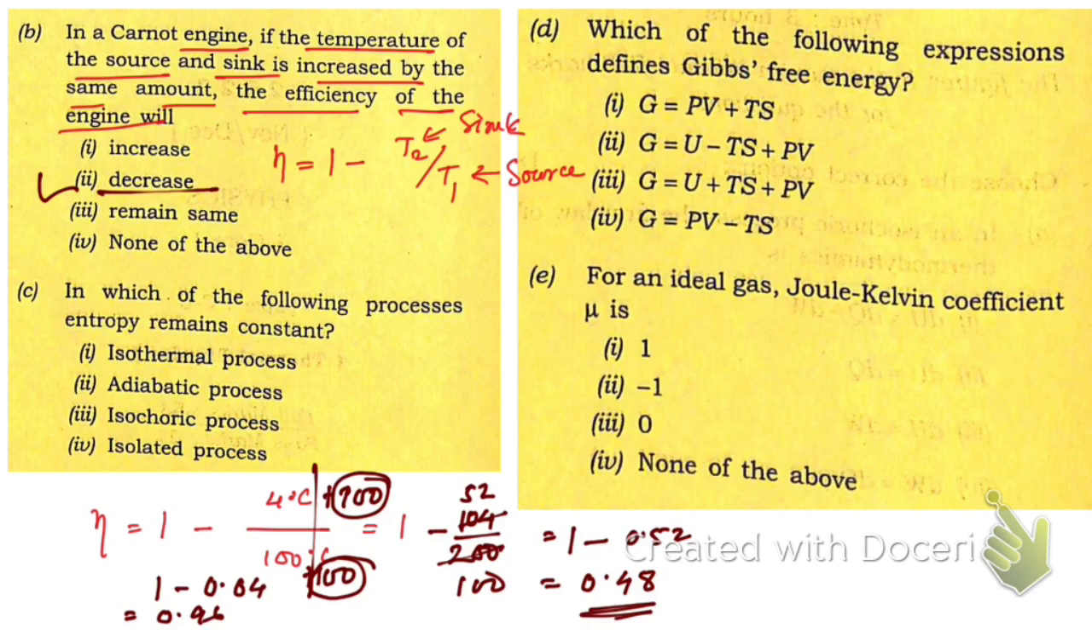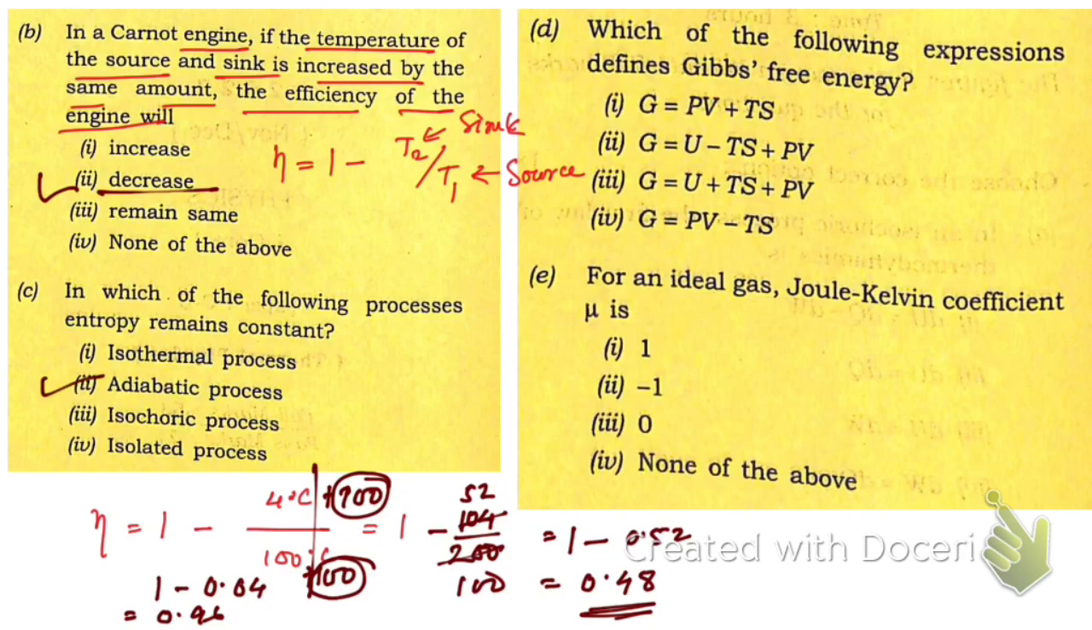Hope you have understood this. What is the next question? In which of the following processes does entropy remain constant? That is the adiabatic process. In case of adiabatic compression, entropy remains constant provided it is reversible. Here only the adiabatic process is mentioned, so we're going to go with this option.